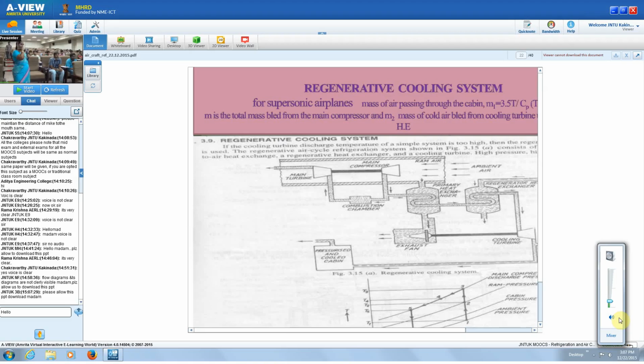So this is another cooling system called the regenerative cooling system. This regenerative cooling system is used whenever the turbine exit will be at a higher temperature. So if the cooling turbine discharge temperature of a simple system is high, then a regenerative system is used. So you see the flow diagram here.